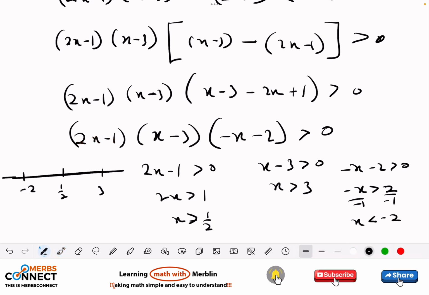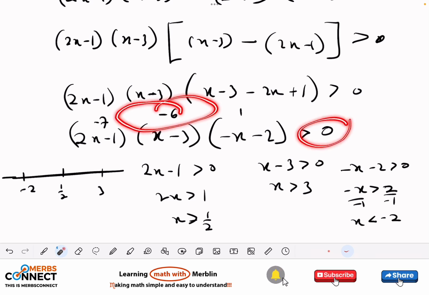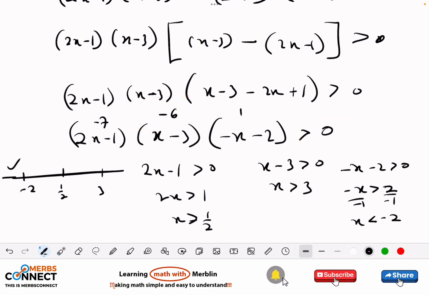3 here, 3 here. Actually, it is negative 3 rather. Negative 3 here will be negative 6, right? And this one will be negative 7. Then when I put negative 3 here, this one will be negative 6. And when I put negative 3 here, this one will be 1, right? So minus minus will be positive. So definitely this will be greater than 0. So this is true, right?